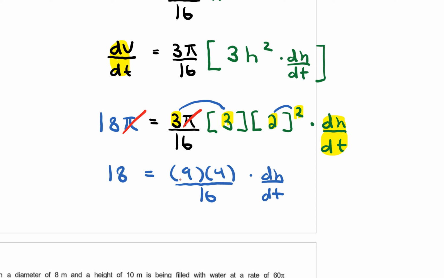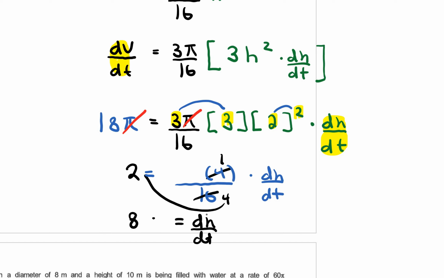And then if I cancel this 9 and that 18, the 18 becomes a 2. And then this and this can cancel out, giving me a 1 and a 4. So if I do 2 times 4, I get 8, right? So this equals dh over dt. So the answer is 8 here, but my units will be meters per minute. Once again, the height here is measured in meters, and time in minutes. Okay, so that should do it for that particular problem with the right units.